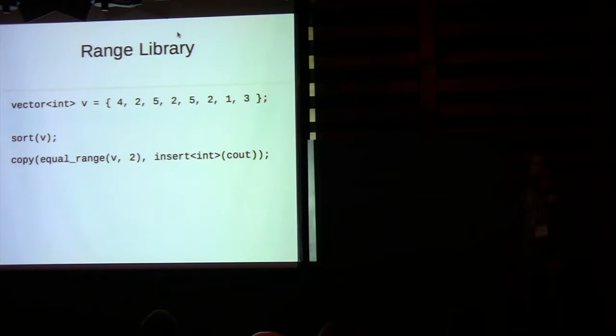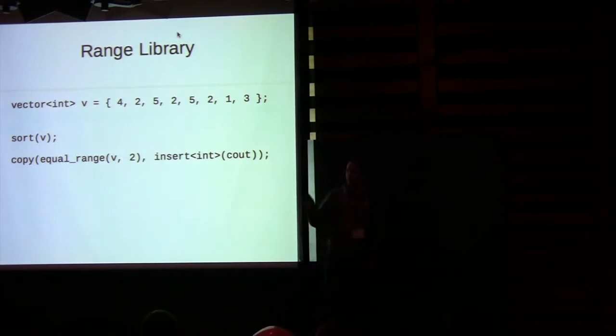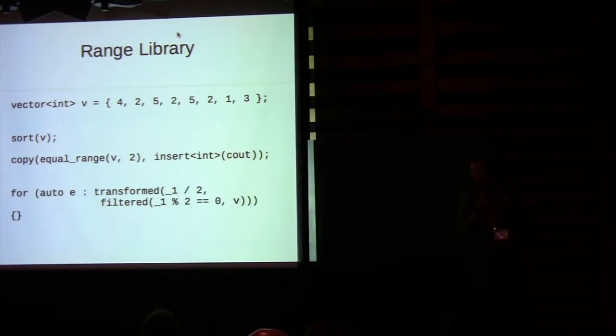And a range library is essentially, we want to do this. We don't want to do sort v.begin, v.end. We want to do sort v. And we want equal range to return something that we can directly pass on to another algorithm to copy. Right? And unless you're Chandler, because then you want to do v equals sort move v. This is also something we generally want to do in a range library.